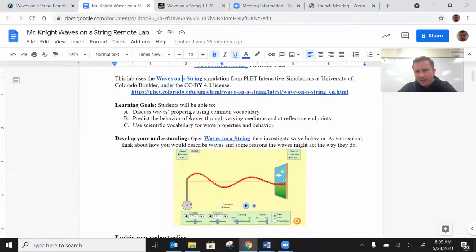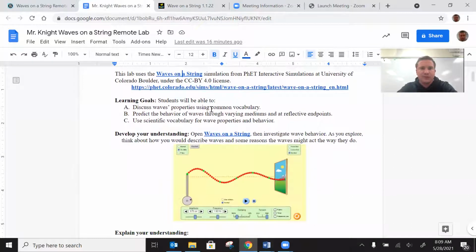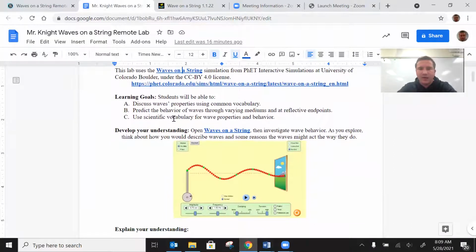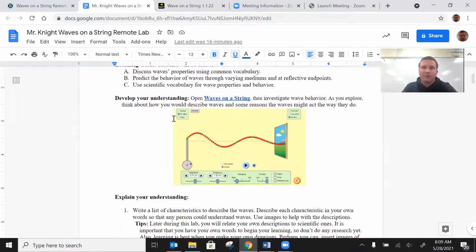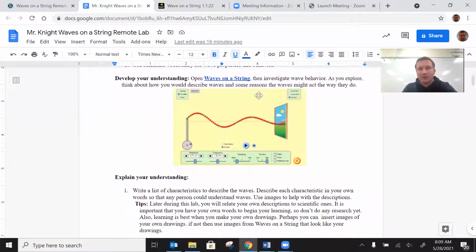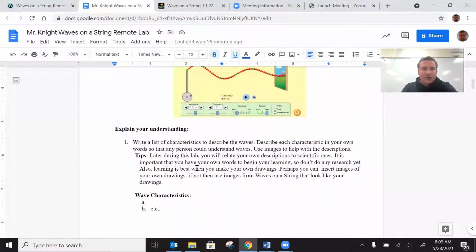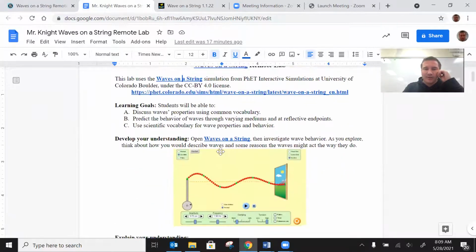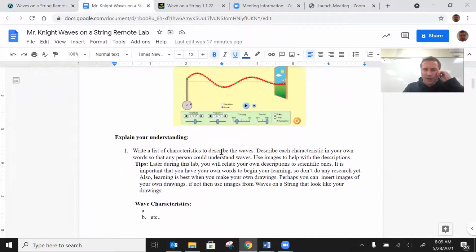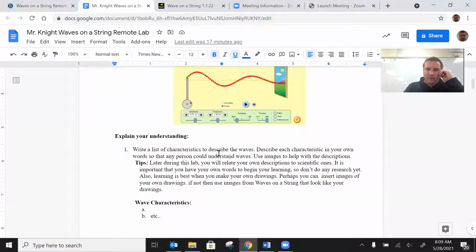So a couple learning goals, right? Students will be able to discuss wave properties, predict wave behavior, use scientific vocabulary for wave properties and behavior, develop your understanding. We opened it up. So write a list of characteristics to describe the waves. Describe each characteristic in your own words so that a person could understand waves. Use images to help with description. So we could copy and paste some stuff here. Later during this lab, you'll rate your own descriptions to scientific ones. It is important that you have your own words to begin your learning, so don't do any research yet.